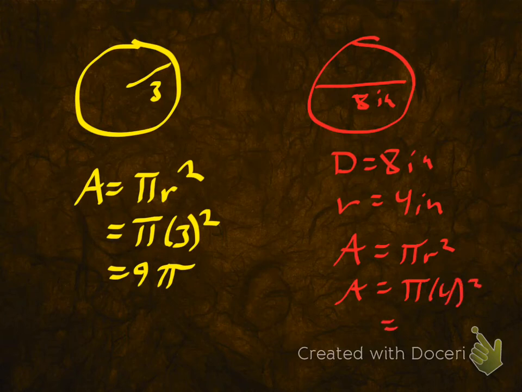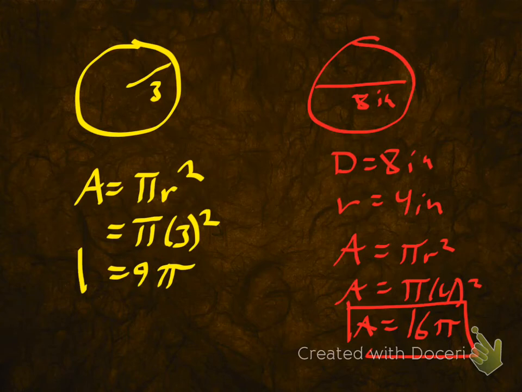Be careful, it's not 8. It's the number one mistake people make with this. 4 times 4 is 16 times pi, and usually we put the number in front, so we'll switch the order there. And that is the area for the red circle. And that's pretty much it. I probably should put an A in there. Okay?